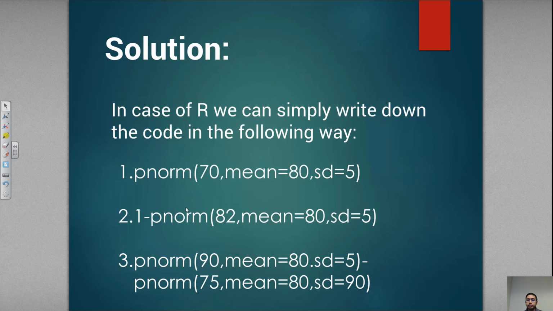In R, we fix the mean to be 80 and the standard deviation equal to 5. In the other case, say if we want to calculate more than 82, we do 1 minus pnorm of 82, mean equal to 80, standard deviation equal to 5. If we want to calculate between 75 and 90, then pnorm of 90, mean 80, standard deviation 5, minus pnorm of 75 with the same parameters. That's how we can do it in R. If we run these codes, we get the exact probabilities in just one line of code. So it's really simple to do in R.